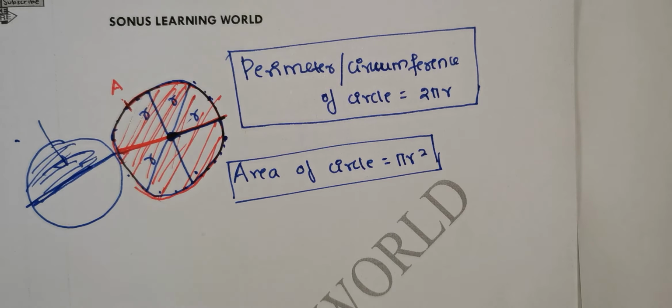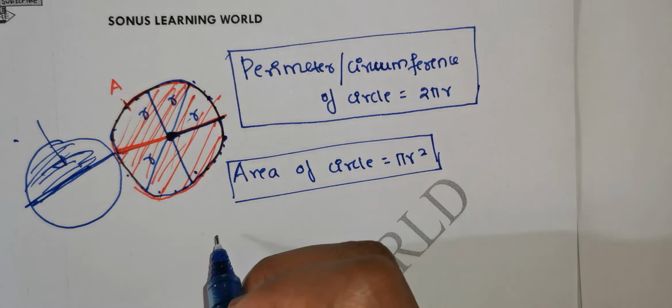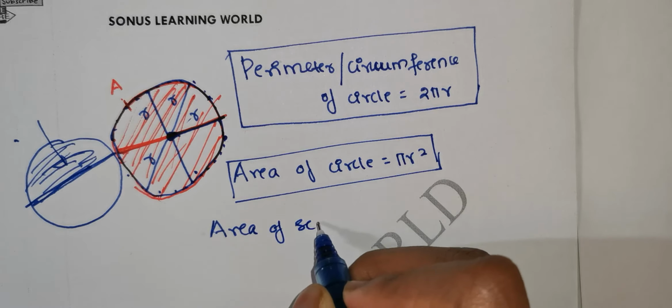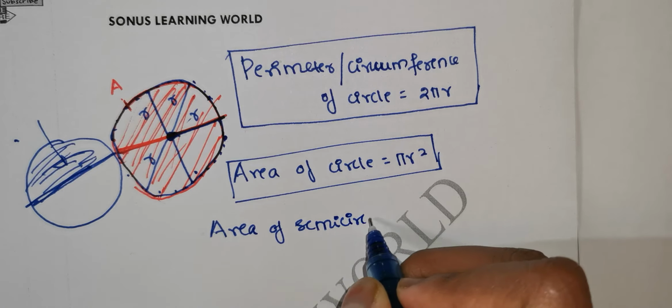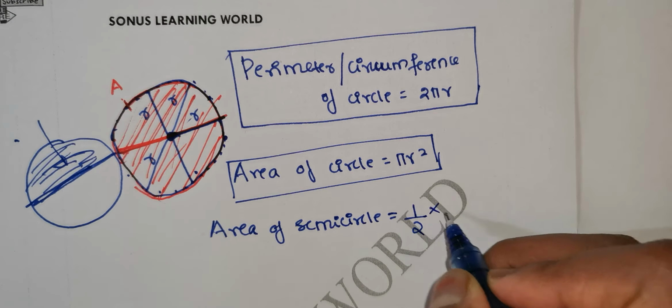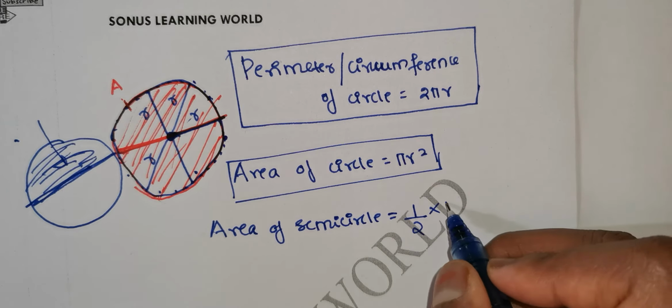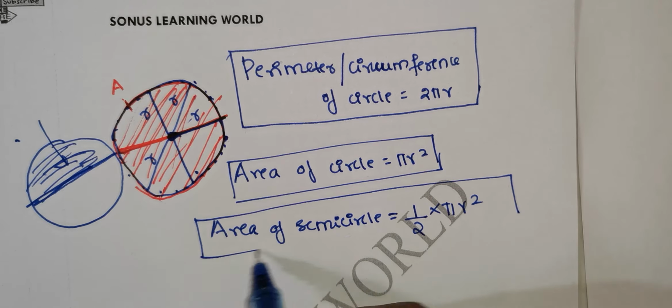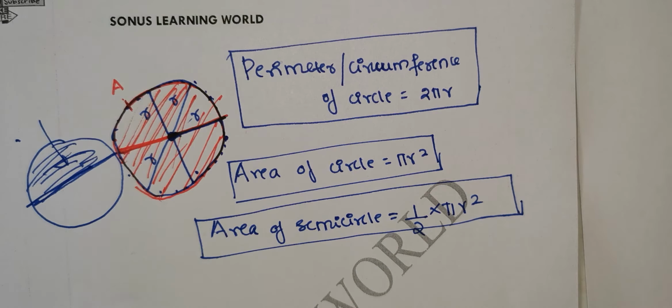So what will be the area of a semicircle, students? That will be half of the area of a circle. Easy. So the area of a semicircle is equal to half of the area of the full circle, that is, half pi r square. That is the equation for the area of a semicircle. Okay students, let us do the first question now.